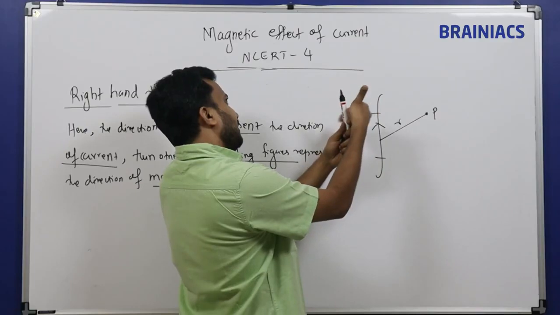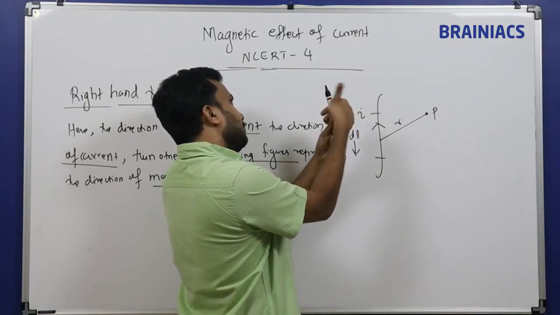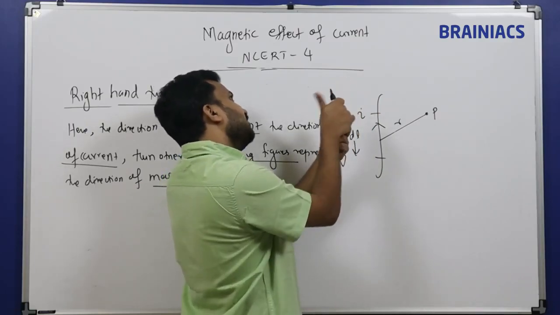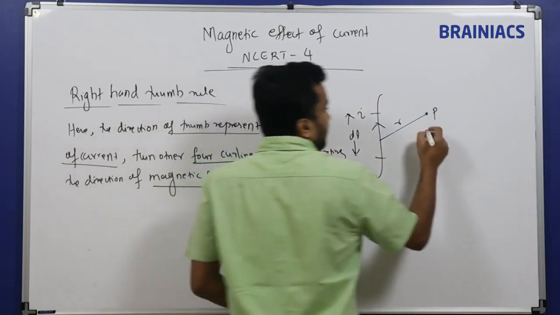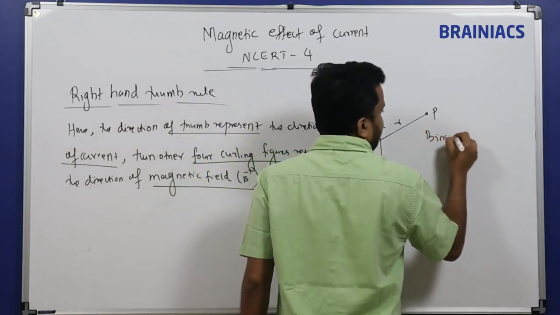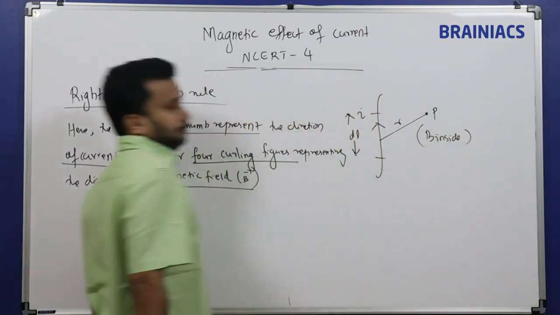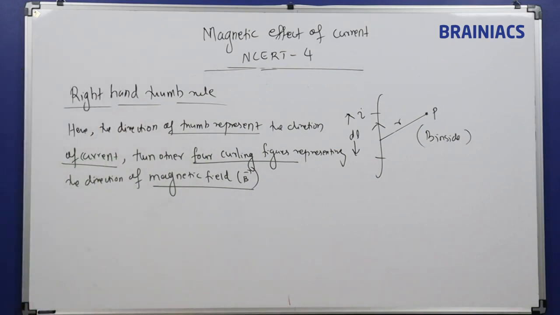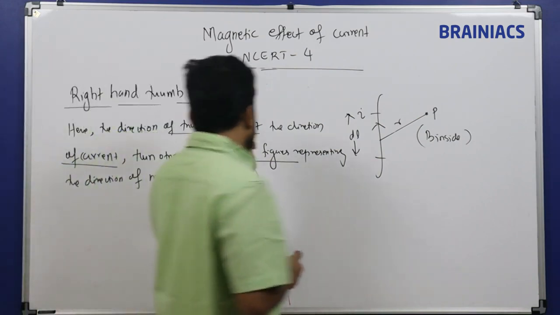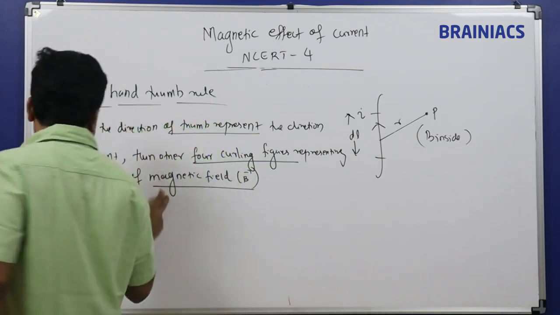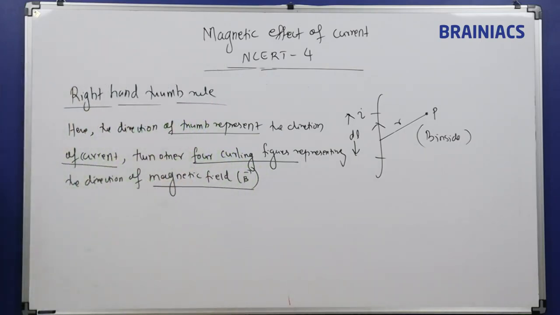It's rotating like this, right? These four fingers are rotating. My thumb direction is fixed, but the four fingers are rotating. So based on this, the magnetic field is inside at the point P. This is another way of finding the direction of the magnetic field from the direction of current.